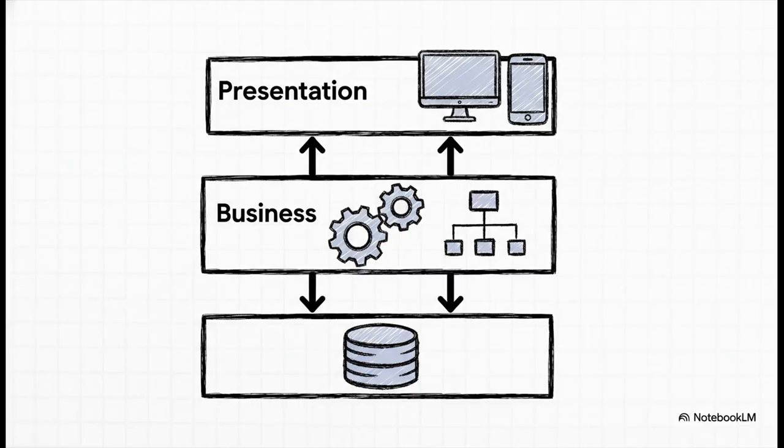Let's just zero in on that layered style for a second, because it's pretty much the default for a reason. It organizes your code by its technical job. You've got your UI layer, your business logic layer, and your data layer. It's simple, everyone understands it, and it's perfect when you're trying to move fast and not break the bank.